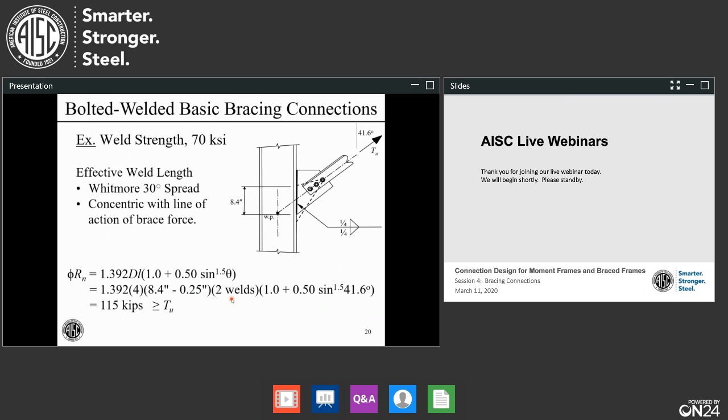We have weld near side and far side, so we have 2. And then have our directional factor. Notice the 41.6 degrees is the angle between the load and the weld. For this arrangement, this comes out to be 115 kips. We would evaluate the weld by comparing that to Tu to see if it's okay or not.